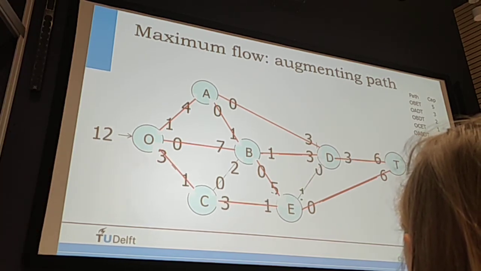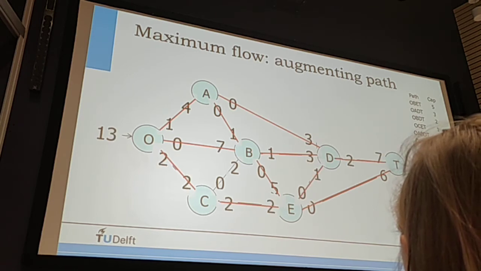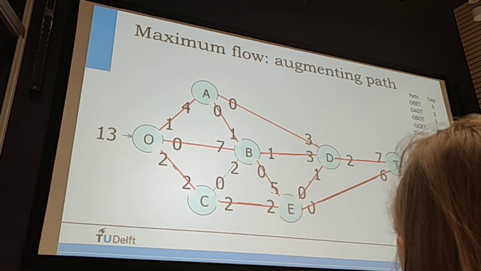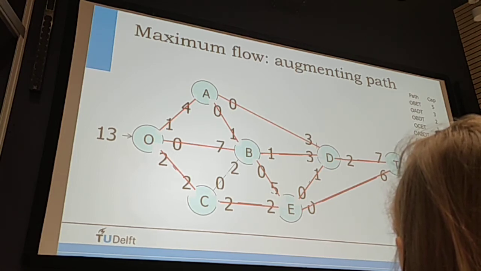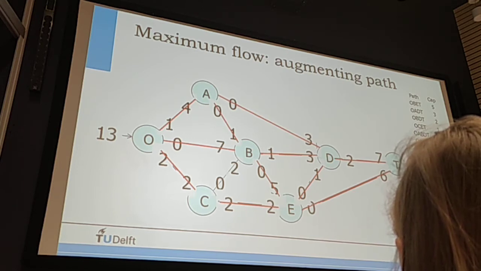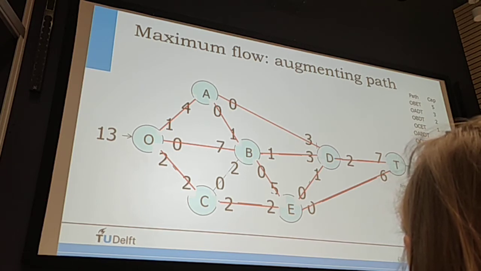O, C, E, B, T. So here you can also see we added this path, which also adds 1 flow. Well, is there any additional path? Well, I think there's still one more path we can add something to, which I think is O, C, E, B, D, T. And there's something fascinating about it.